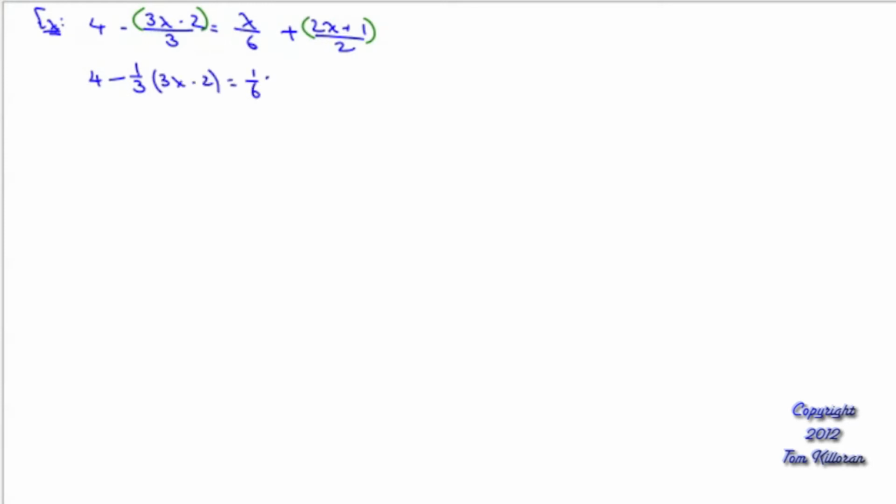So I'm going to write this thing as multiplication rather than division. You don't have to do it this way, but it is legal. When you're dividing by a number, you're also multiplying by its reciprocal.